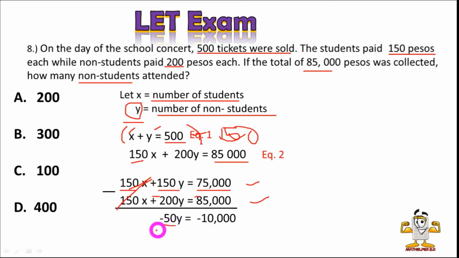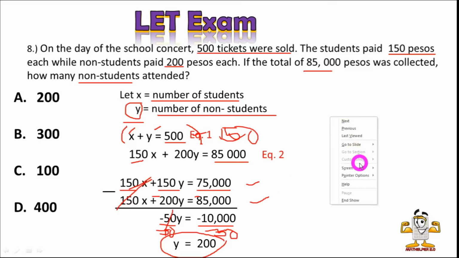So, divide this by negative 50. Yan, negative 50. So, makancel po ito. Negative 10,000 divided by negative 50 is positive 200. So, there are 200 non-students.